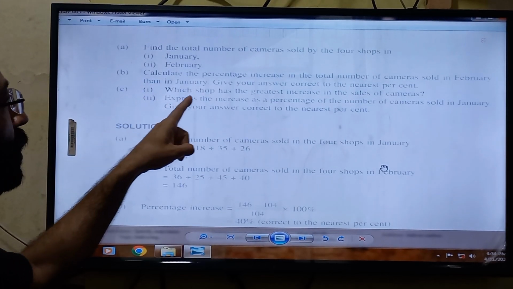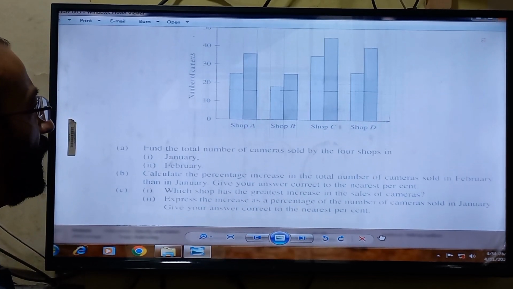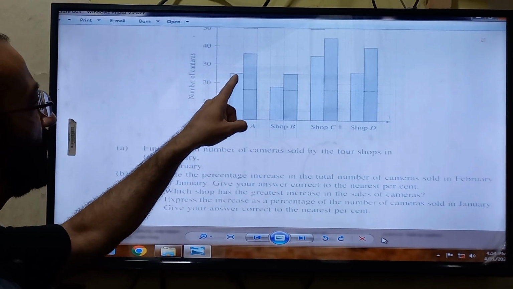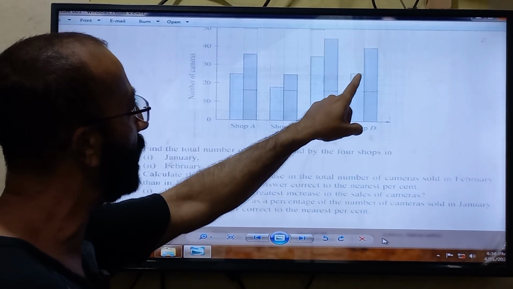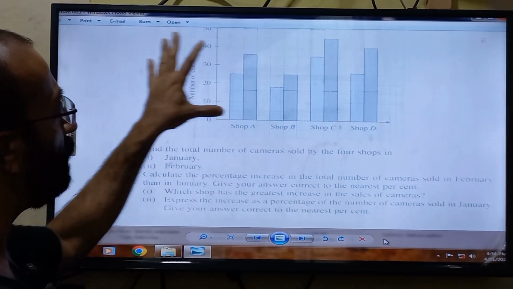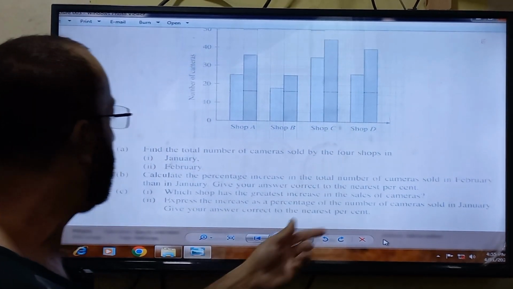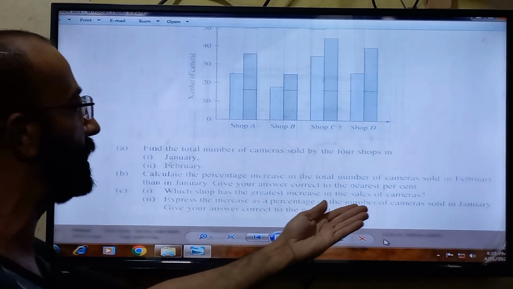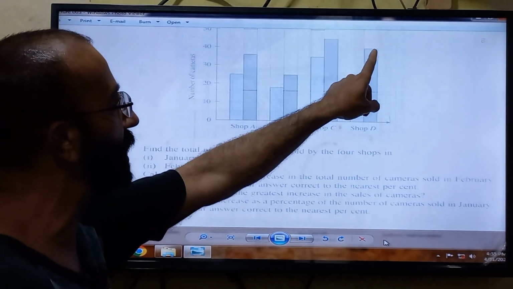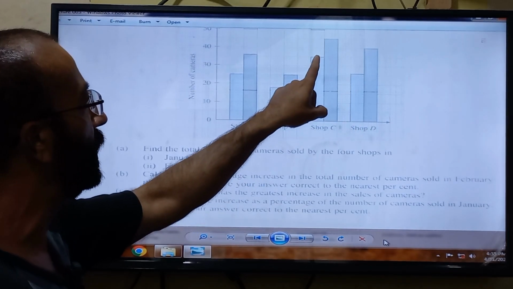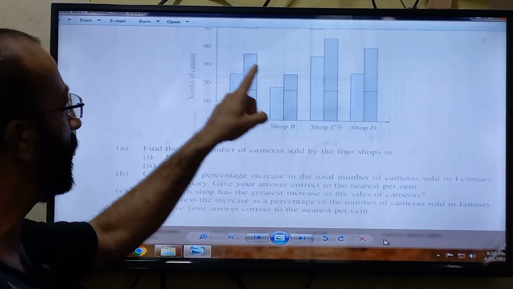C's first part is which shop has the greatest increase in the sales of cameras. So from here we can see this is January to February, this is January to February, this is January to February, and here is January to February. So apparently this looks like the most increase. So shop D is actually having the greatest increase in the sales of cameras. We can see from the graph, because from this to this looks the greatest increase. This is minimum, like this is lesser as compared to this one, this is also lesser, this is also lesser.